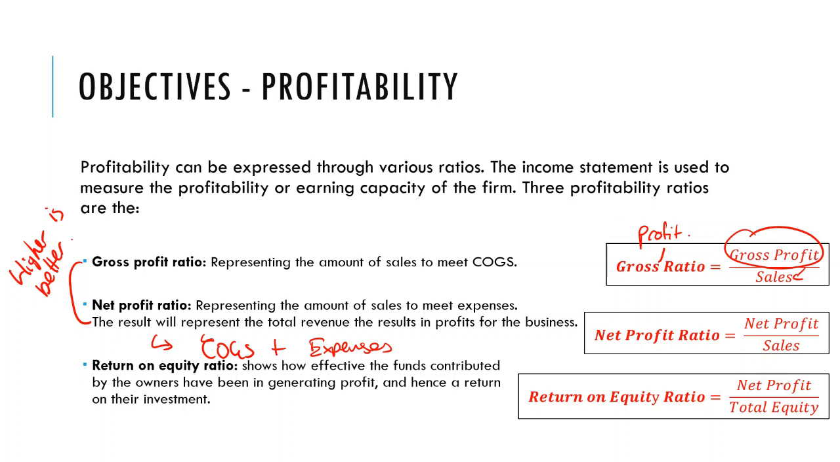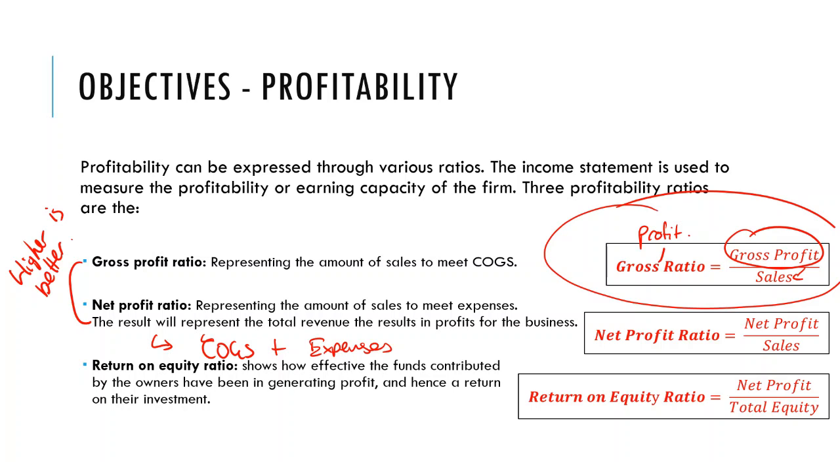Like, you could have a good gross profit ratio. However, if you have high rent, high wages, that will not be reflected until you look at the net profit ratio, and that could be a very negative outcome. Okay, so that is our first one.